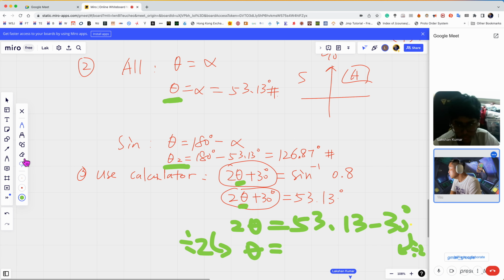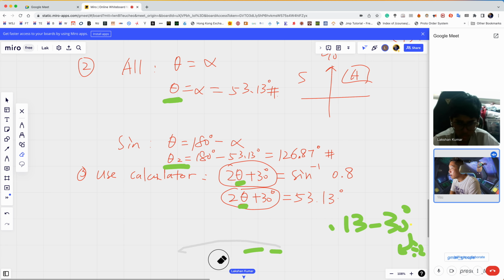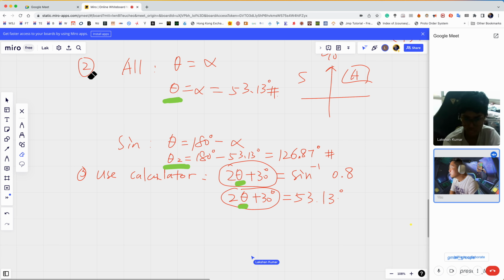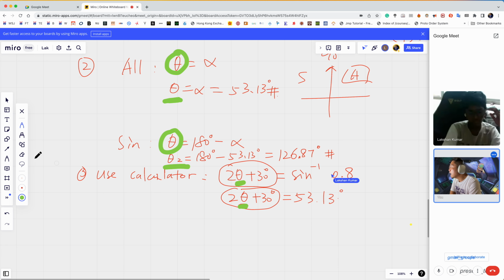Because you're not supposed to. Over here, this formula, and the sine here, the theta here refers to which? The theta here refers to the entire block here.